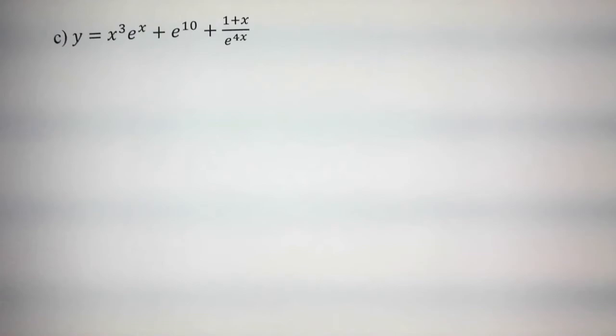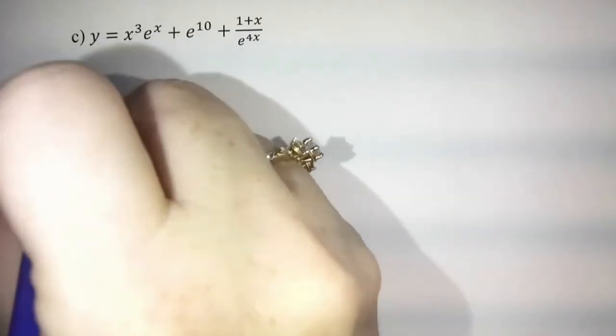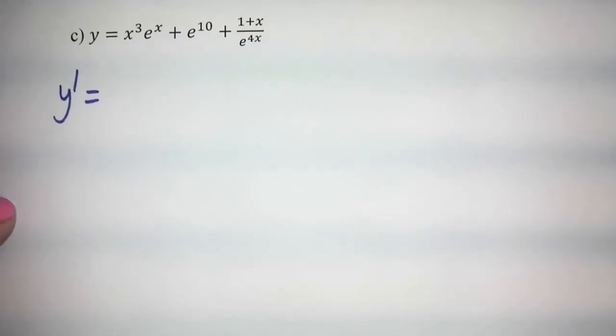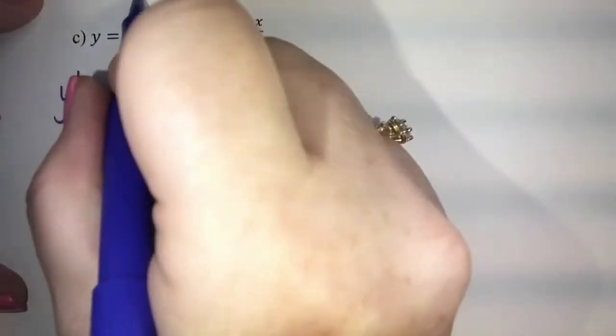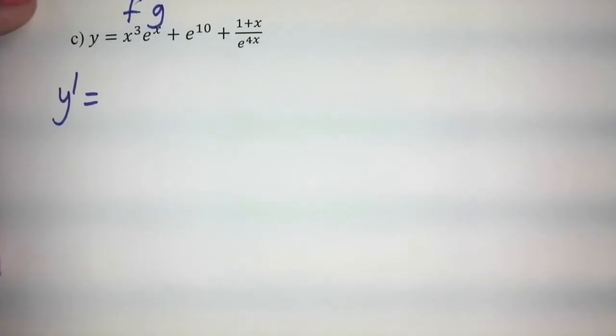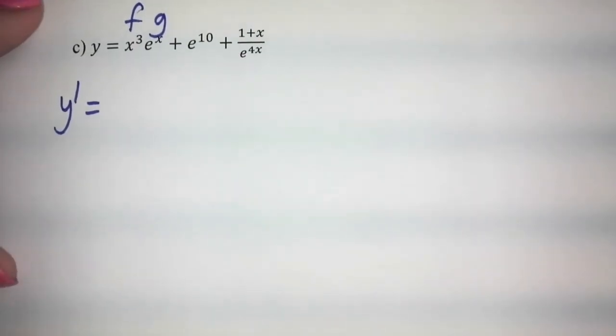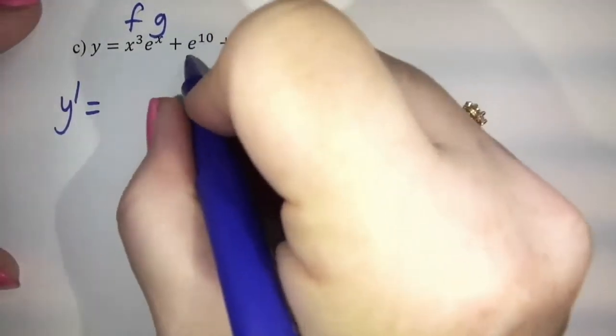Okay, so for C, this one's a little bit tricky here. We've got 3 different derivatives to do. So again, you can hit pause at any point and try the example and see if you can get the derivative correct, and then unpause. So the derivative of the first one here is a product rule. We do have an f and a g. And then we have a derivative in the middle, and then we have a quotient.